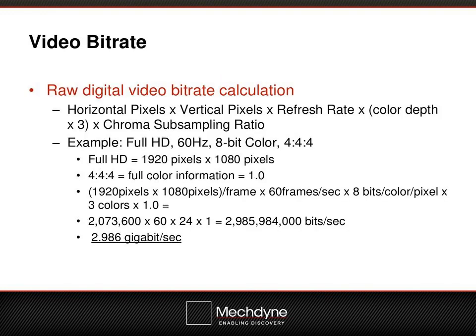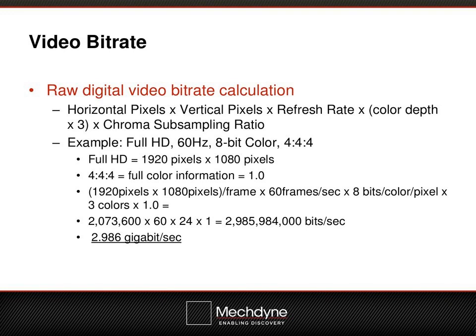So here's how you might calculate a digital video bit rate if you were interested to do so. We're going to call this a raw digital video bit rate because this is just the video information itself. The formula would be this: the video bit rate equals the horizontal pixels times the vertical pixels times the refresh rate times the color depth times 3, because that's 3 colors, red, green, and blue. And then there might be some ratio that you would apply to account for chroma subsampling.